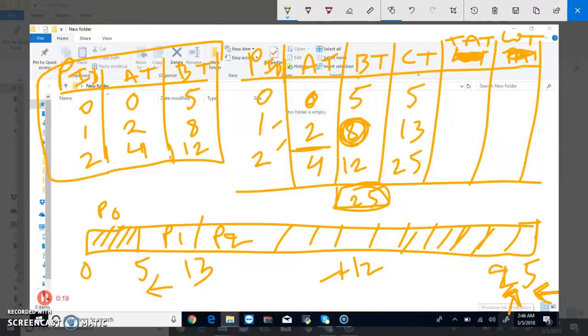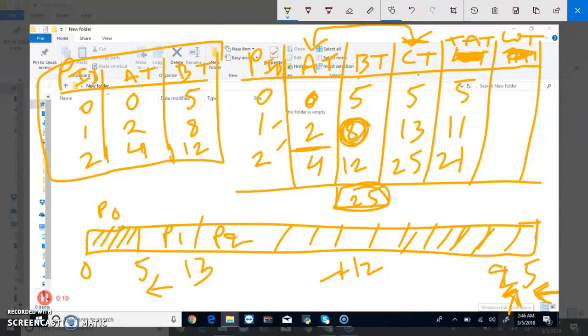Now there is no need to remember any formulas. Some people tell you to remember this formula and that formula, but that's not required. Follow my approach. What is meant by turnaround time? Turnaround time is simply the difference of CT and arrival time. Remember, the difference of these two. 5 minus 0 is 5. 13 minus 2 is 11. 25 minus 4 is 21.